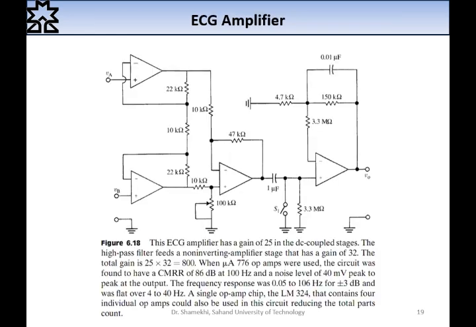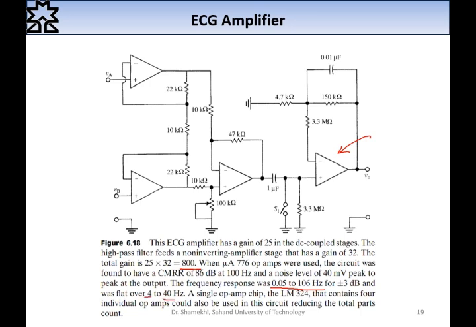In this figure, a general and simple ECG amplifier with a gain of 25 in the DC coupled stage and 32 gain at the main amplification part, and the total gain is 800, and also the frequency response of this system is between 0.05 to 106 Hertz, and the flat region of the response is from 4 to 14 Hertz.